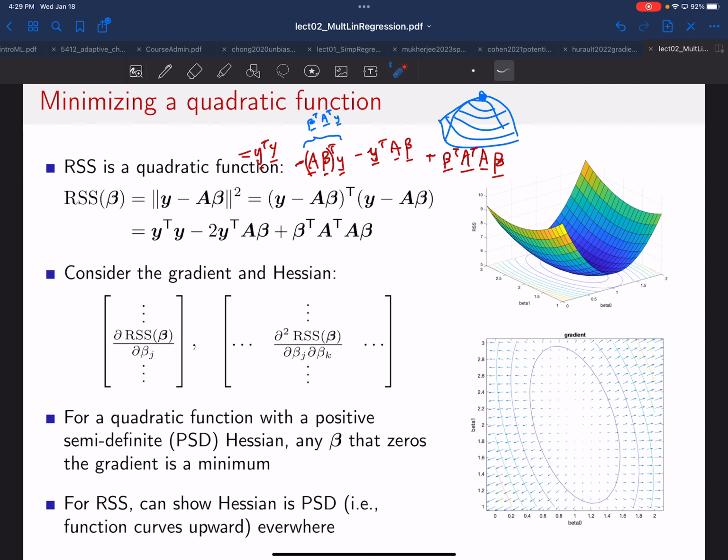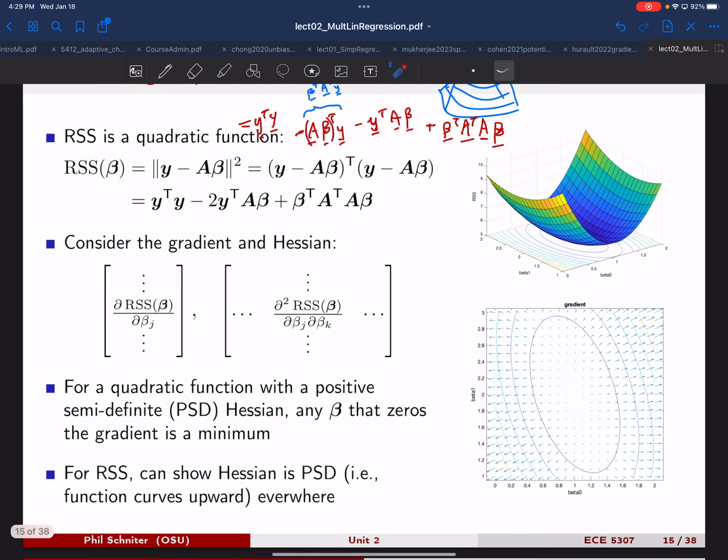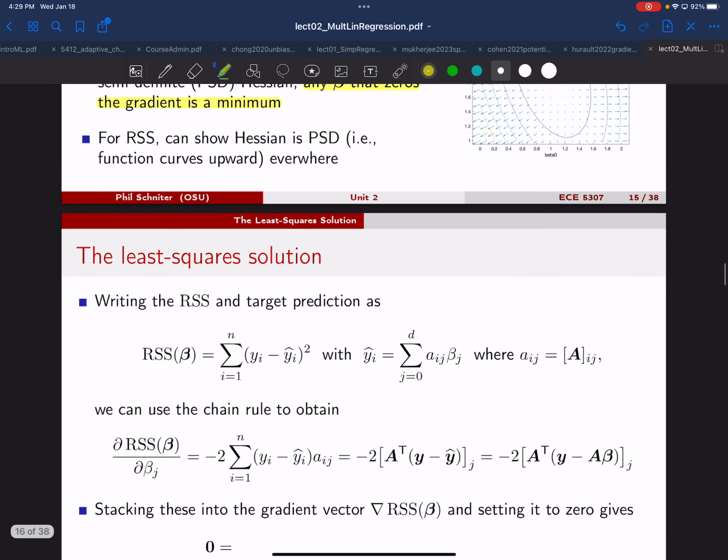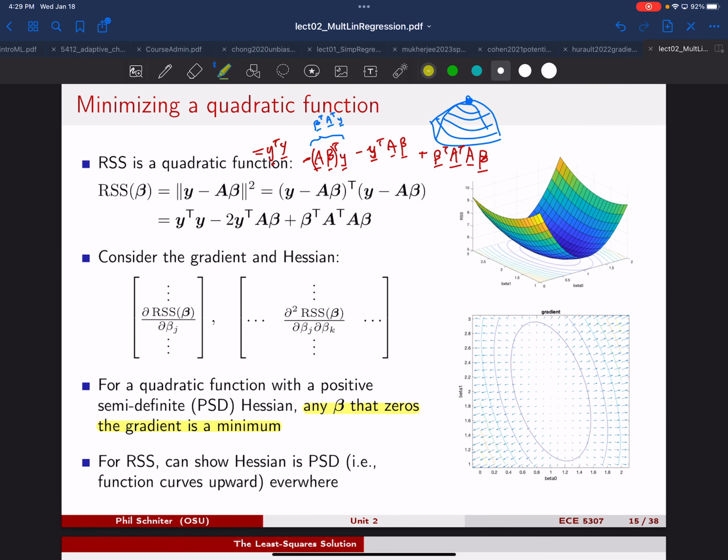So it's enough to find the location of the gradient equal to 0, that is going to give us what we want. Okay, so that's our approach. Let me just highlight it here. Any beta that zeros the gradient is a minimum in this case. That's our approach. And so we're going to take the partial derivative of RSS, set it to 0 for every variable, and then find what those variables are. That's essentially what we did in the last unit. It's just that we have a few more variables now. Okay, any questions on anything here before we move on?